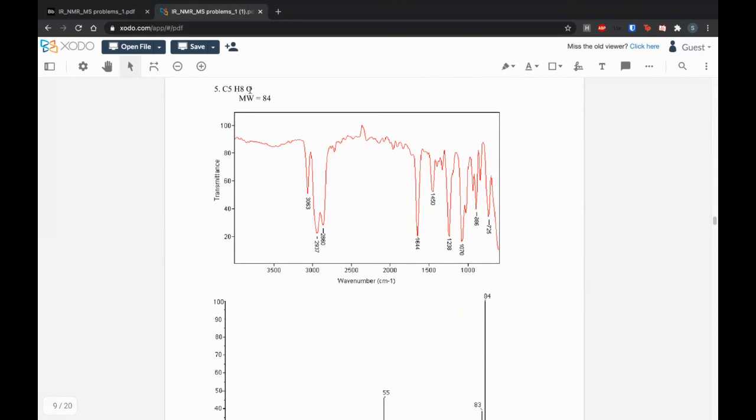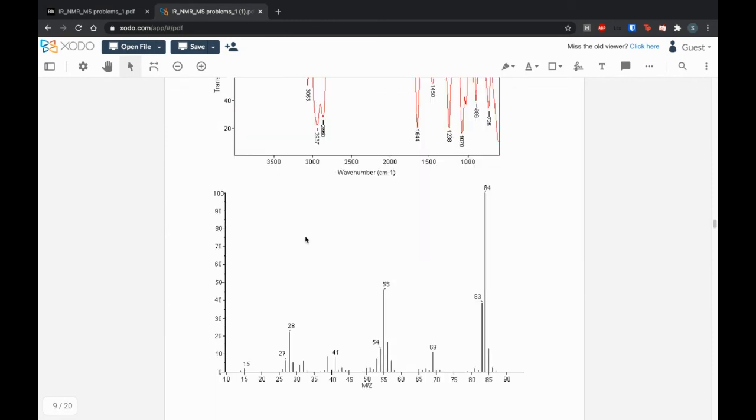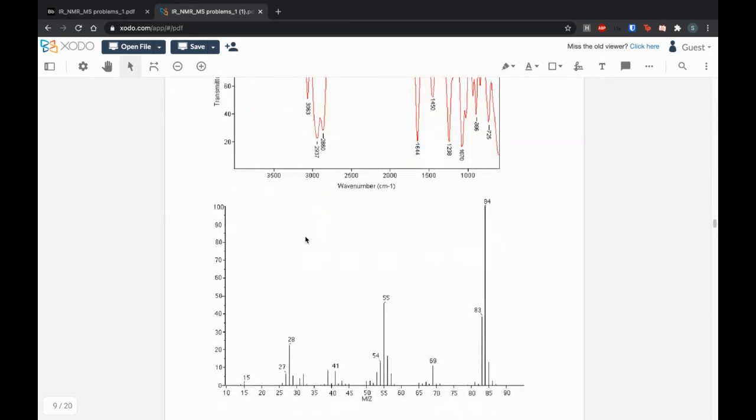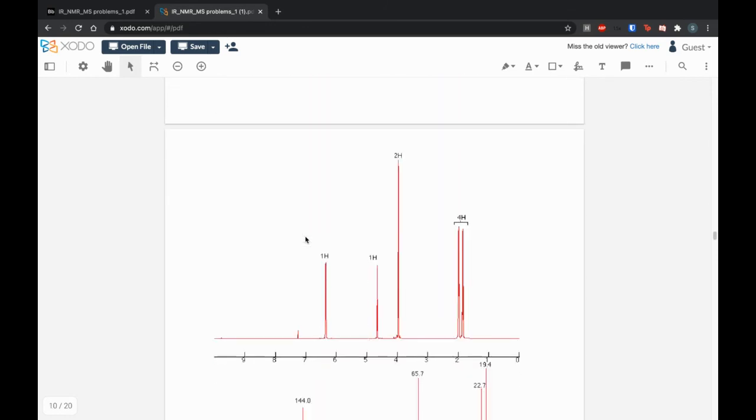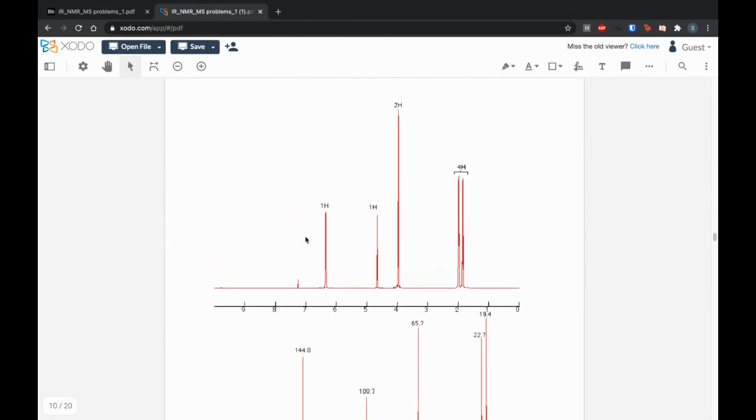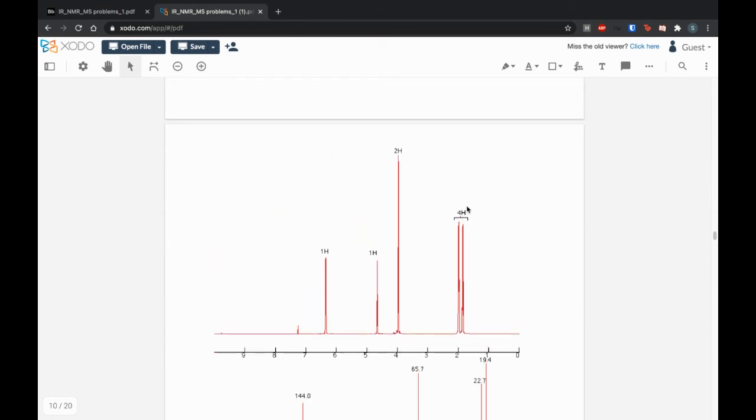Number 5, C5H8O. All right, I don't see anything important from this IR. Mass spec isn't really needed. 4H, again, if you see 4, 6, or 8, there's some type of symmetry. 2H, 1H, 1H. So these 1Hs are very helpful and interesting, as well as this 4H.